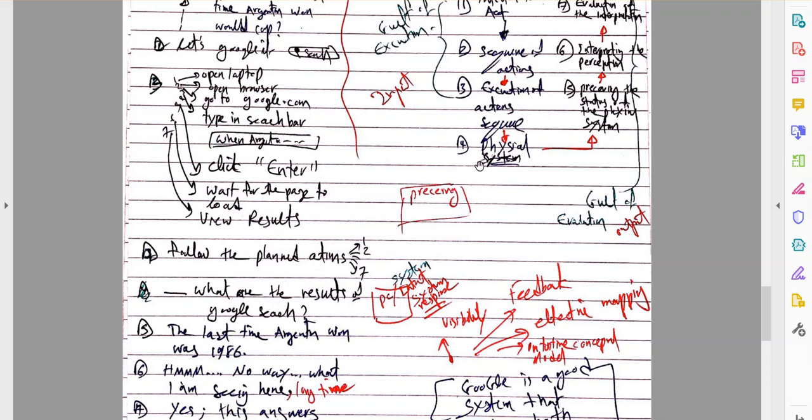Now I'm speaking about this part. The physical part is, what are the results of the Google search? Here I'm speaking about the PC, system, internet. I'm waiting for a system response. So this refers to the physical part.